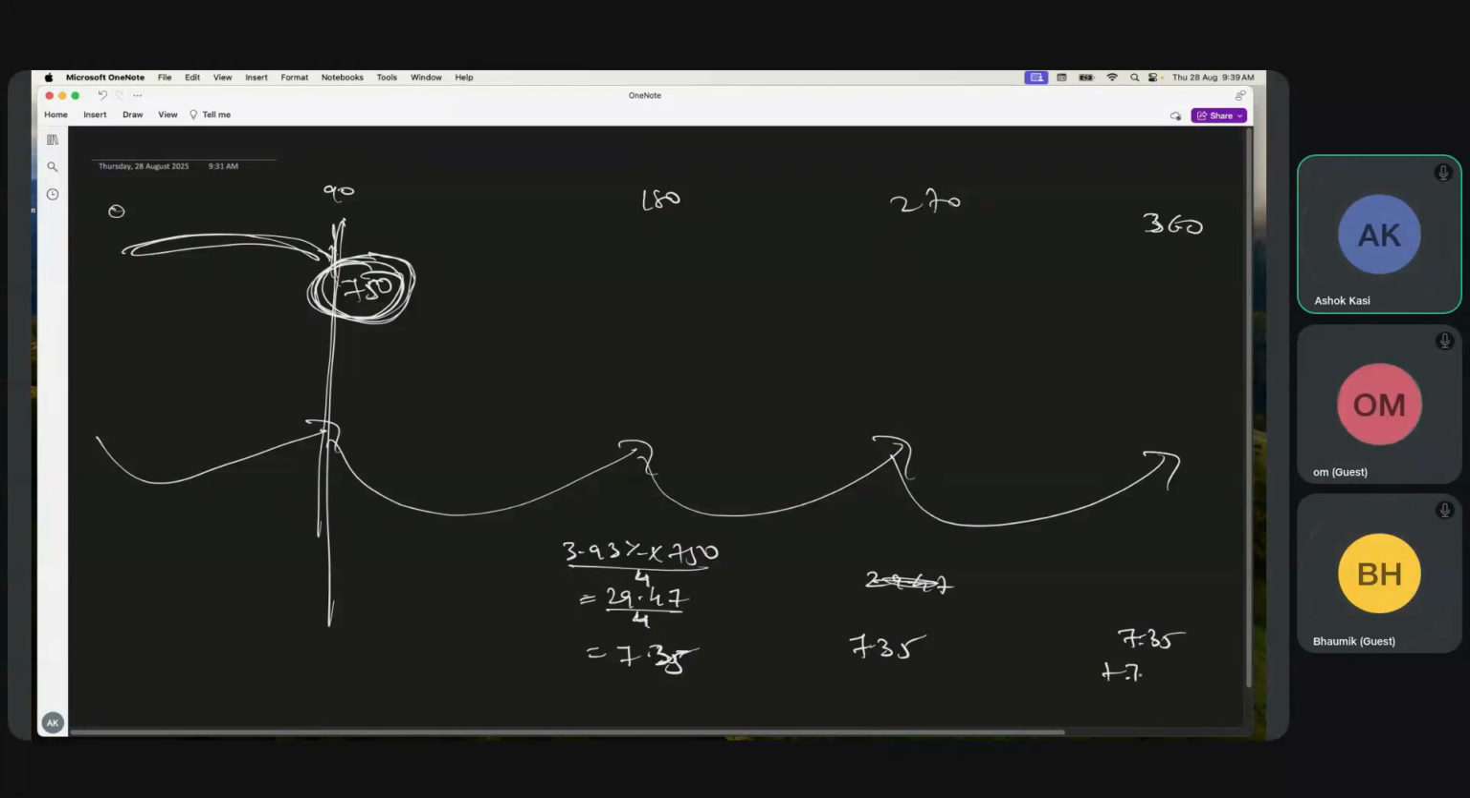7.35 plus 750. I'll write minus here. Okay, this is minus. But I didn't get why we are taking the notional amount in this.